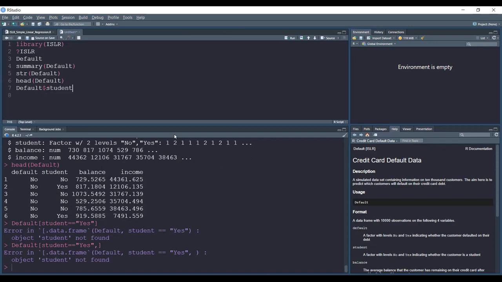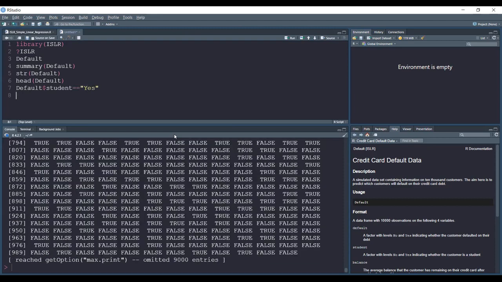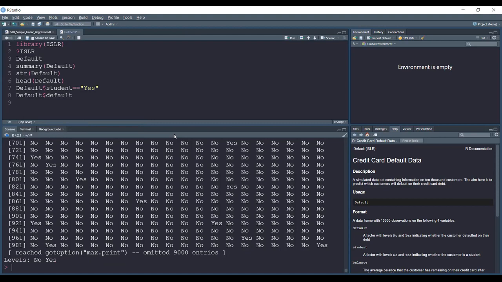What if you, so this is just one vector, and what if you say this? Okay, so that kind of is doing something, isn't it? It's telling you true, false, saying which ones are students. And what other data did we have? We had default, right? So what if you do this?